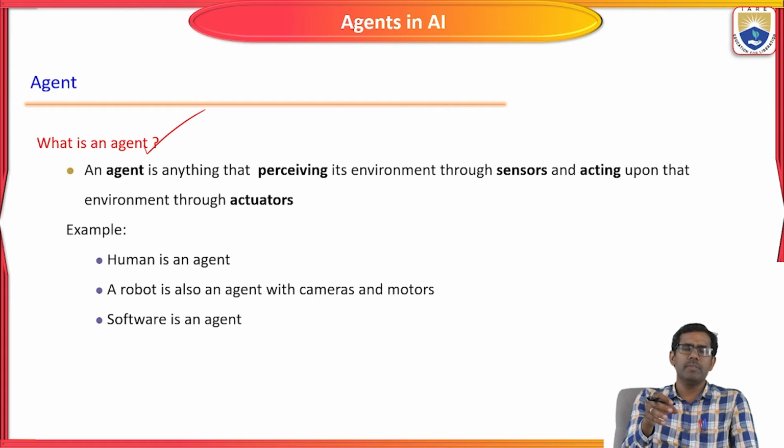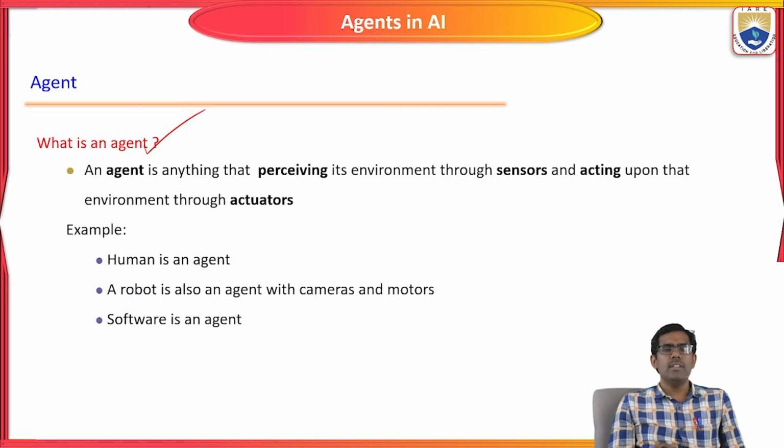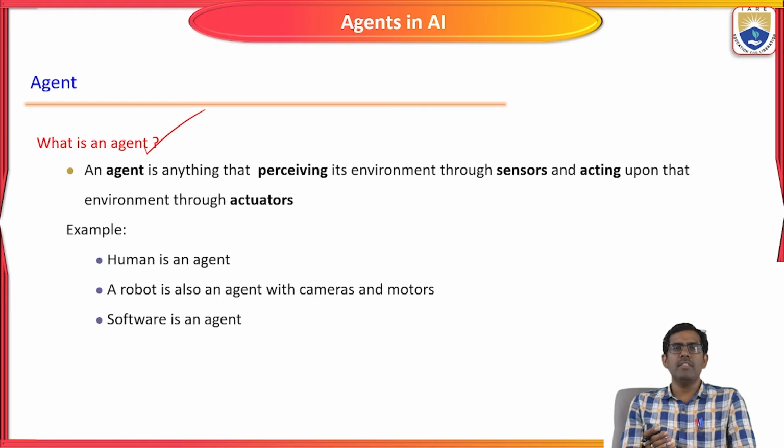Through that sensor it will pass the information to your legs. Then you will act, right? You will come to me. So based on that, we use different sensors. Through the sensor, some information is transferred to the actuator. Then it will act based on the environment.